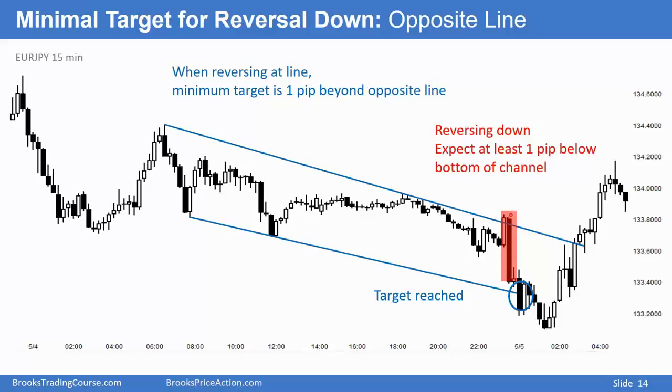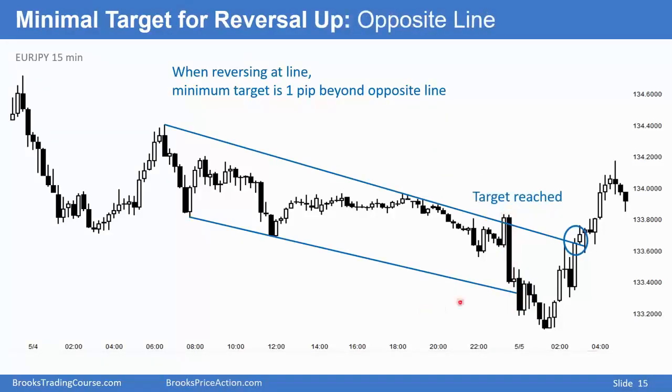Reversal down from the top of a channel, minimum target is a little bit below the bottom of the channel, and that target was reached. Reversal up from the bottom of the channel, minimum target a little bit above the top of the channel, and the bulls reached their target here. However, it continued up much beyond that.